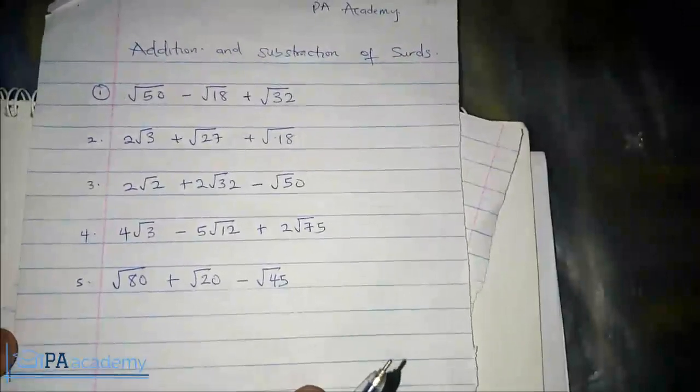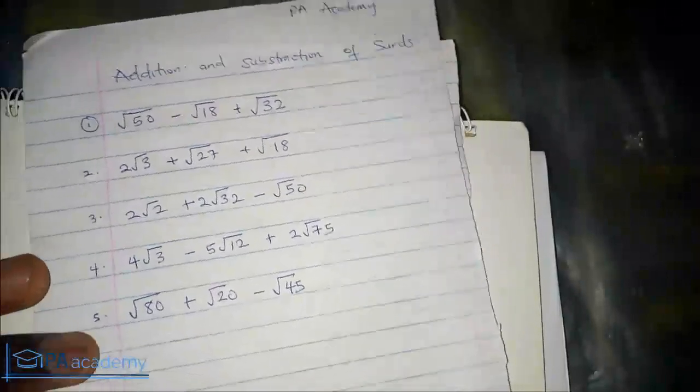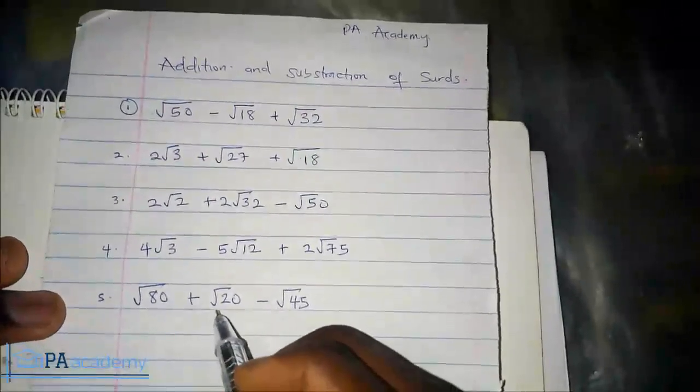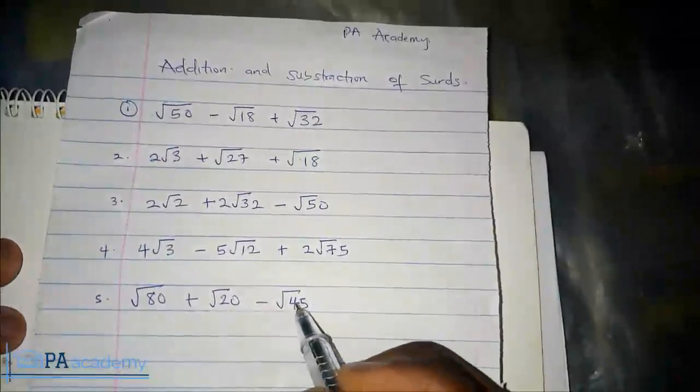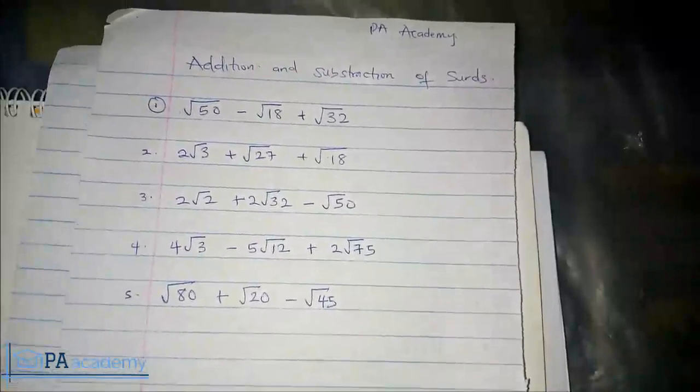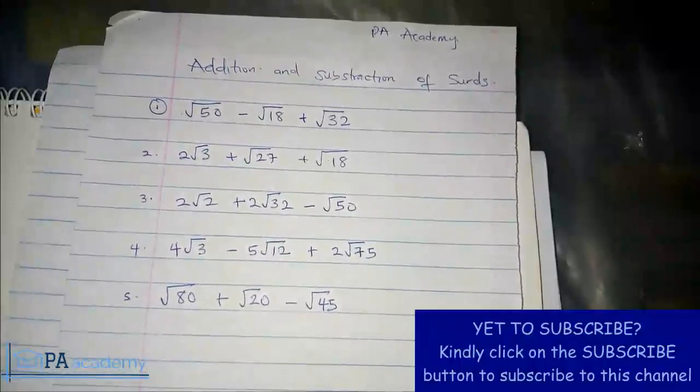So let's look at question number 5. I want you to attempt question number 5. That is root 80 plus root 20 minus root 45. I want you to attempt it and solve it on your own, and share your answer in the comment section of this video.